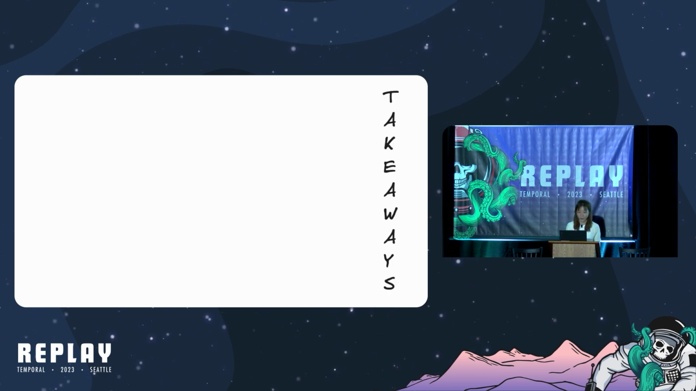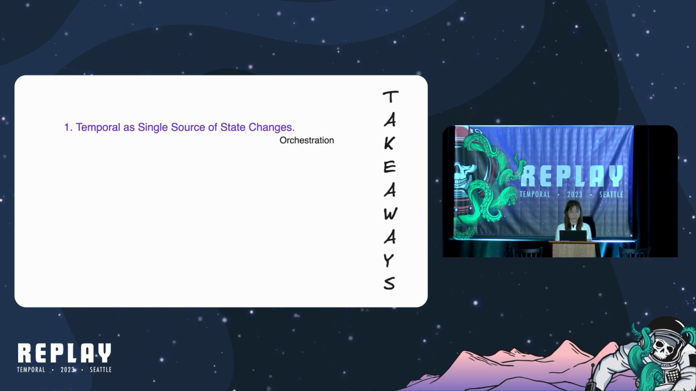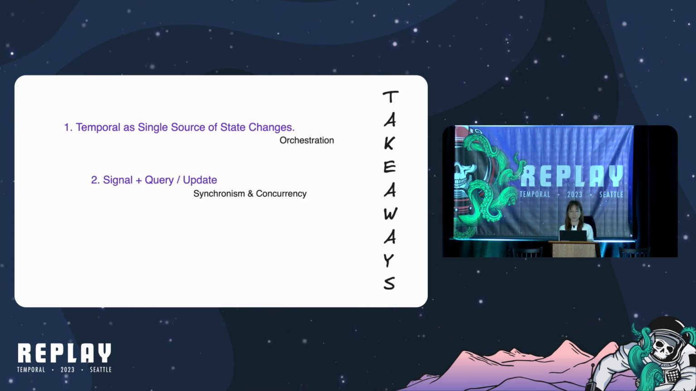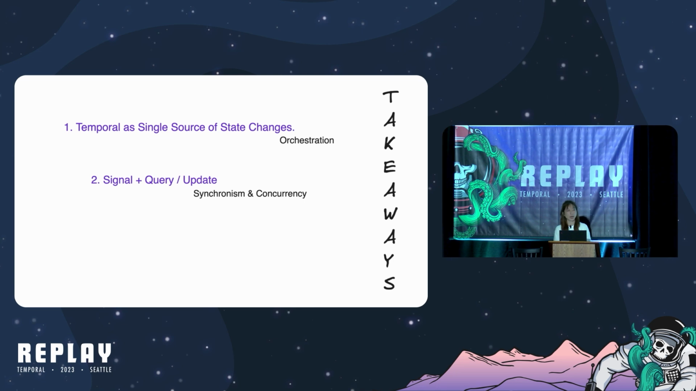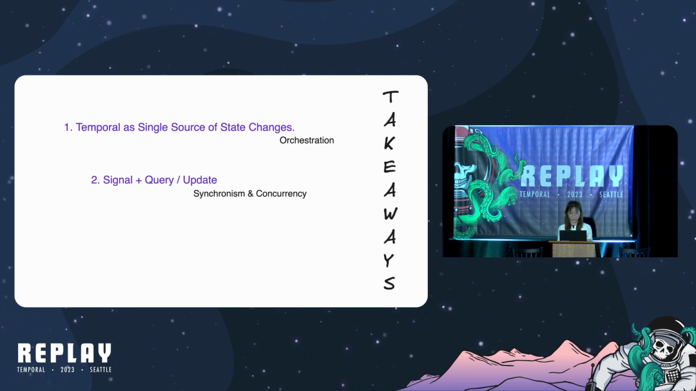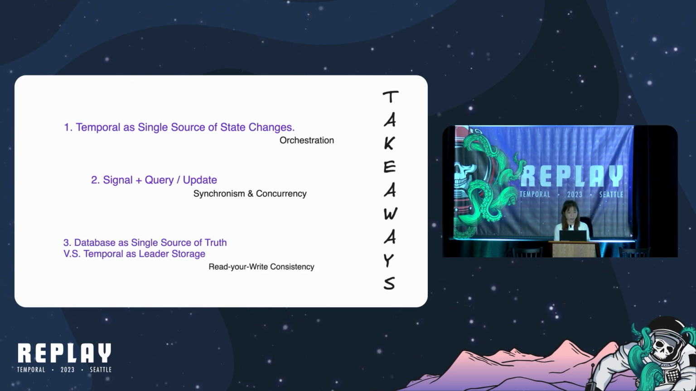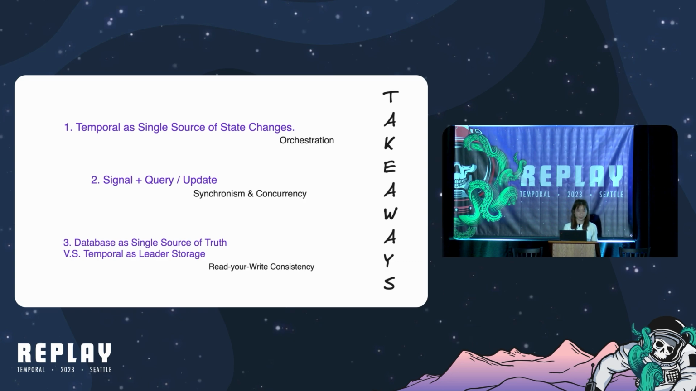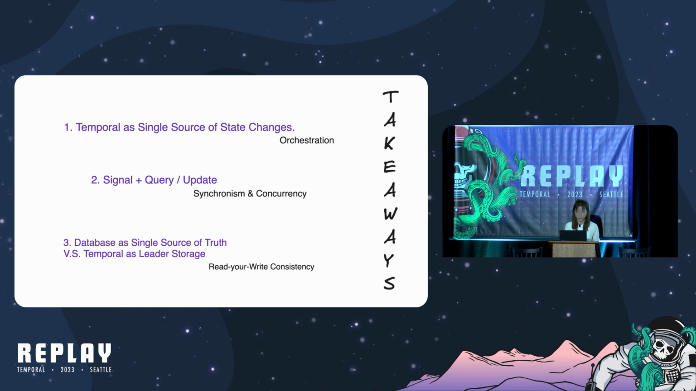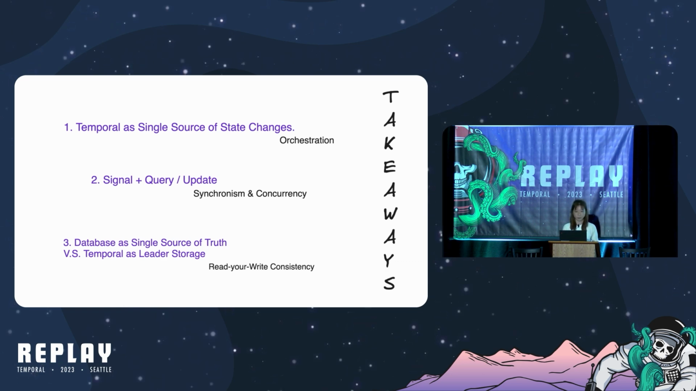The final part is a wrap-up of this lecture. We have three takeaways. The first is to use Temporal as the single source of state changes. It is about orchestration. The second is we have learned two patterns of updates. They are both synchronous and safe in the face of concurrency. And the third is we have learned two patterns of architecture design to achieve read-write consistency, and they apply to systems of different complexity levels.